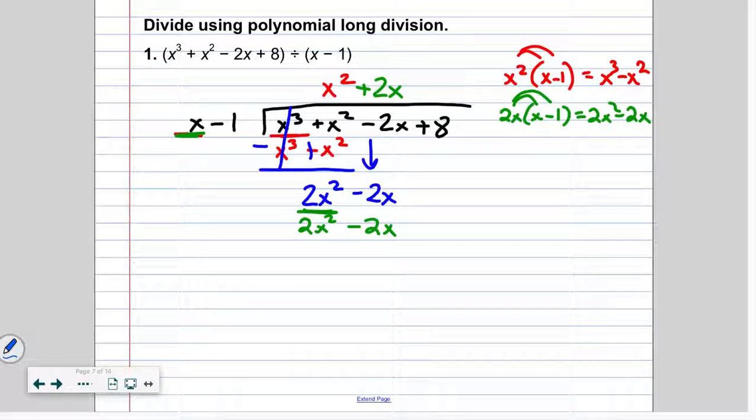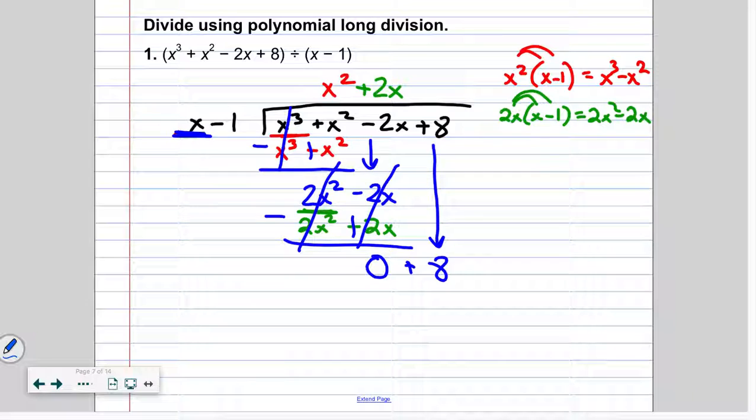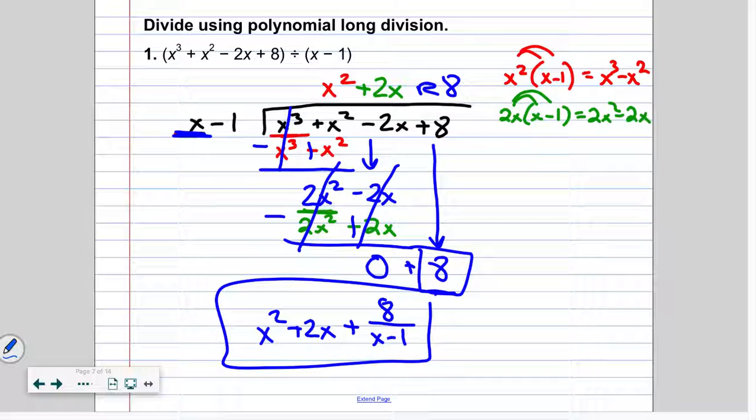Again, though, what do we do going down? We subtract, so we're going to subtract this, change the signs. These cancel out. Ooh, these also cancel out, so we get 0 here, and we just bring down the 8. Okay, well now look, what can we multiply x by to get 8? Nothing. So 8 is our remainder. That's that last number down there. So our answer is x squared plus 2x, and it's going to be just like that last one. We're going to put plus 8 over what we divided by, x minus 1, and that's our final answer.